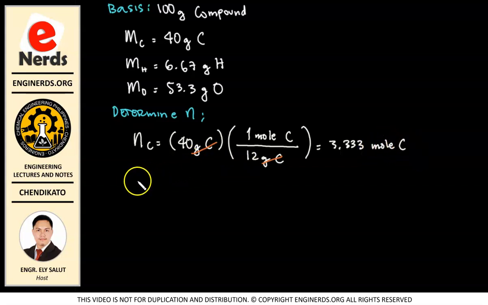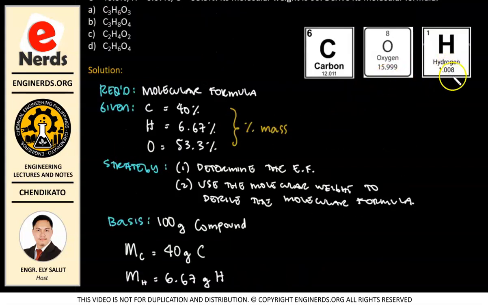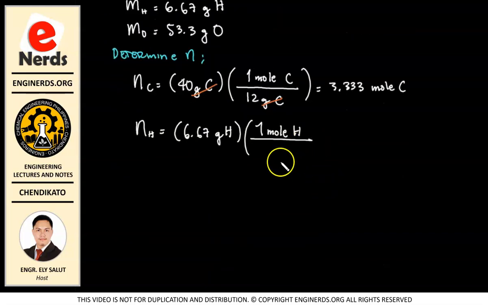Okay, so next is to determine the number of moles of hydrogen. In this problem, we have 6.67 grams of hydrogen. Then we're going to divide that by its atomic mass. For every 1 mole of hydrogen, we have also 1 gram of hydrogen, right? So our unit of grams of hydrogen will be cancelled out. So what's left is the moles of hydrogen. So here we have 6.67 moles of hydrogen.